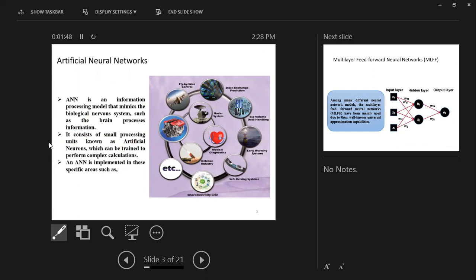Artificial neural networks are implemented in the following areas. We can use the artificial neural network in big data, and also in medical diagnosis, defense industries, early warning systems, and other detection systems. We can use artificial neural networks.